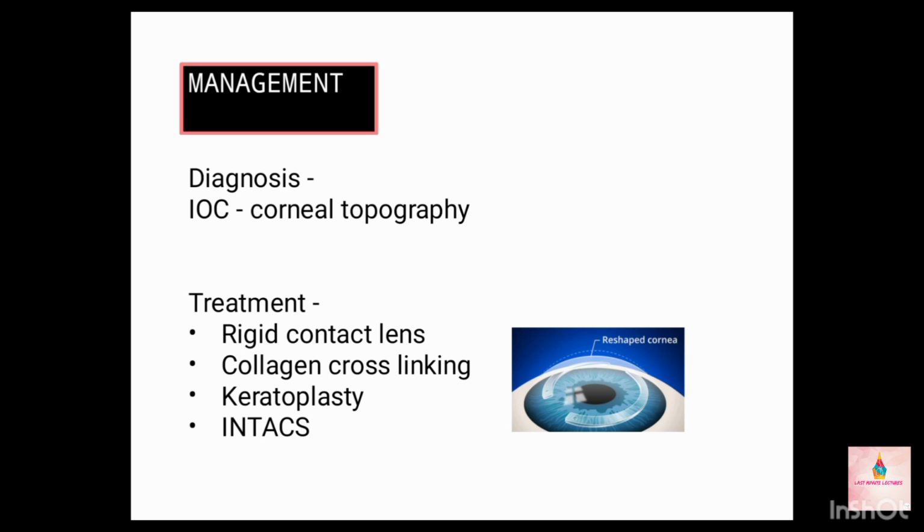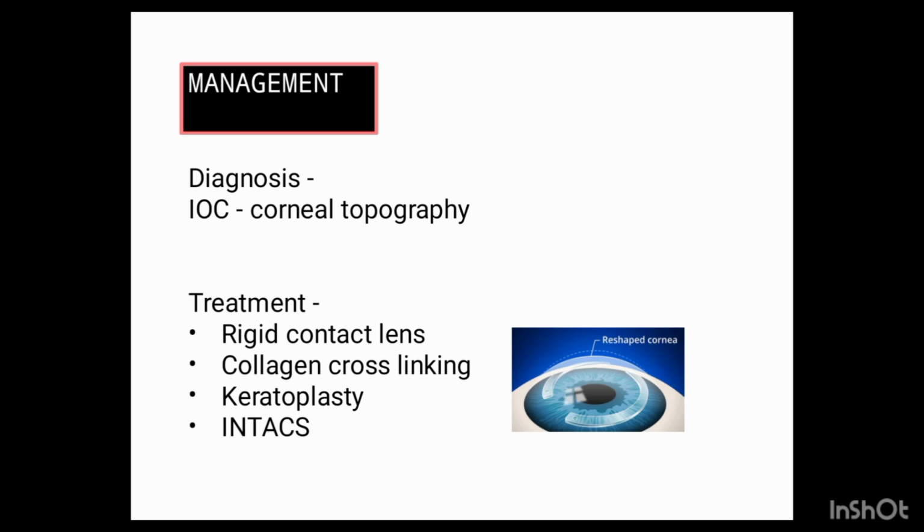But the definitive diagnosis is made by corneal topography, because with corneal topography we are examining the corneal surface. Now, the corneal surface is altered because of this conical protrusion. So corneal topography helps with definitive diagnosis of keratoconus. So how do you manage this case? The cornea is thinned out and bulged forward. So this thinned out cornea needs protection.